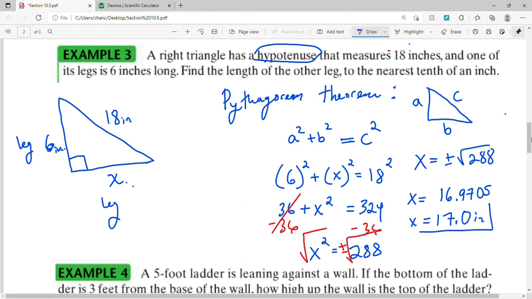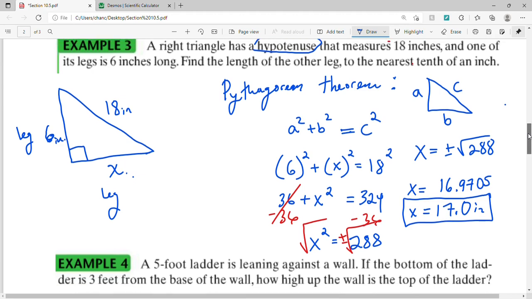Now there were two possibilities. We had a negative 17 inches and a positive 17 inches. We're going to take the positive answer because the negative one doesn't make any sense. So we have one solution here, x equals 17 inches. So the length of the leg is 17 inches. The Pythagorean theorem again only works for right triangles, triangles with a 90-degree corner. Let's look at example 4.